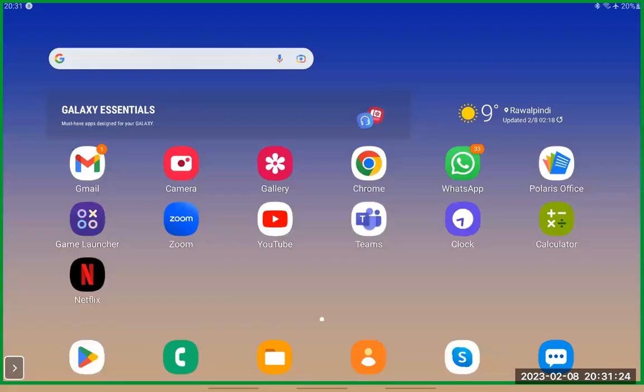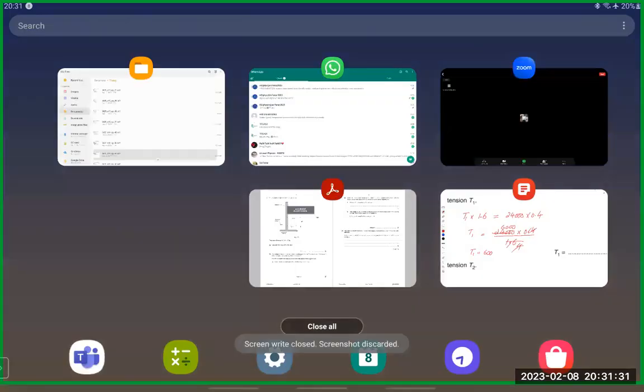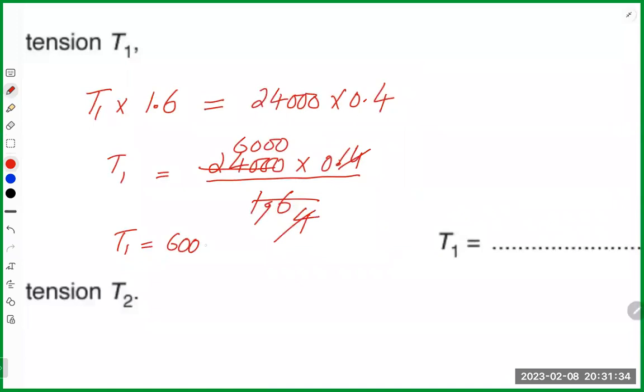The last thing I was saying is that clockwise and anti-clockwise turning effects are equal, and we can make an equation and find the value of T1. So I got T1 equals 6,000 newtons. Do you understand that? Teacher, can you show how you got this formula?